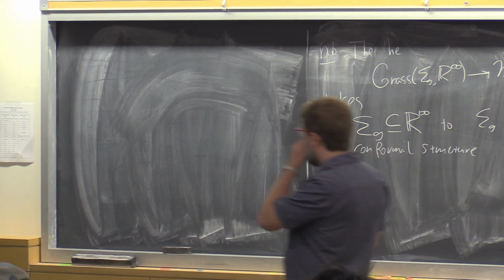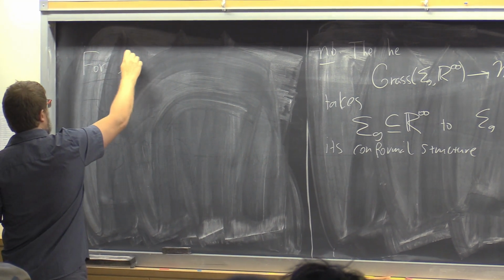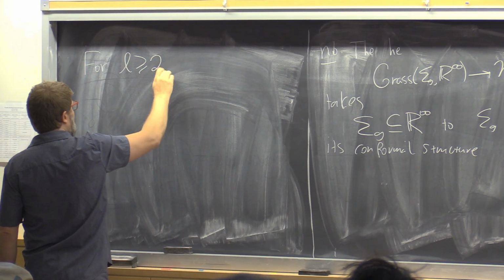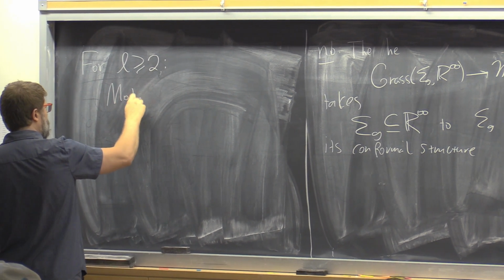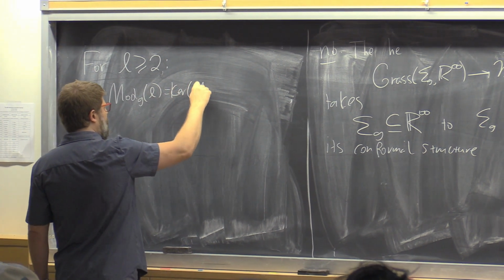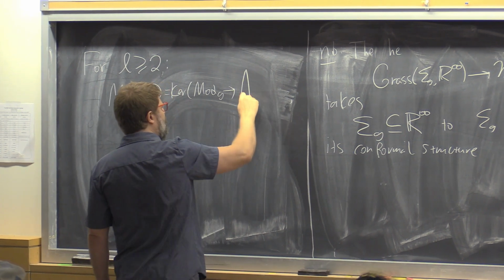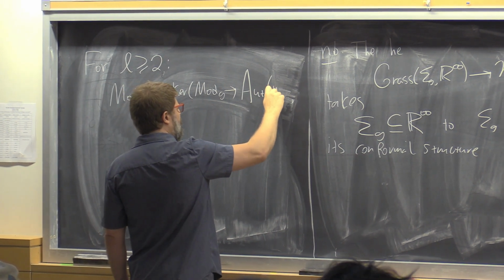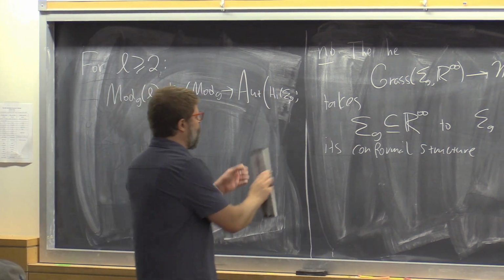Let's define, for L at least 2, what we'll call Mod_g[L] to be the kernel of the map from the mapping class group to the automorphisms of the first homology group of the surface with coefficients mod L.